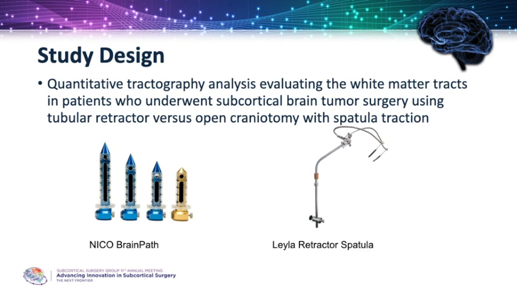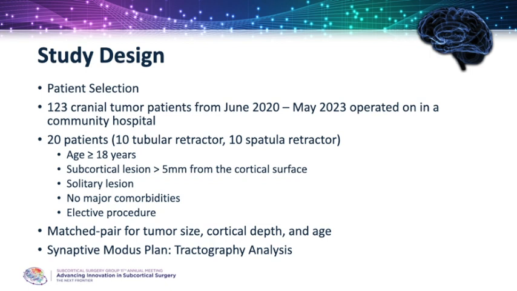For this particular study, we used some of these metrics in order to evaluate the white matter tracts in patients in two different cohorts. One using tubular retractors in the form of the NICO BrainPath, and the other, which we're calling open craniotomies, uses the standard spatula retraction. We looked at 123 patients that had our specific MRI protocols for tractography over a 3-year period.